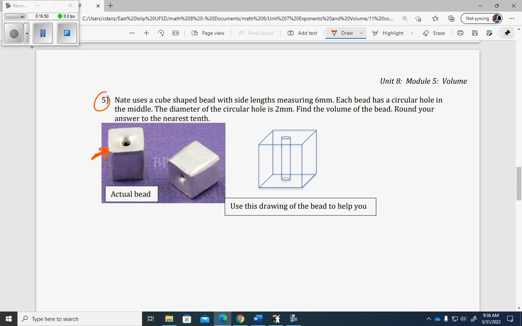So it's finding the volume of this rectangular prism and then subtracting away the volume of the cylinder, right? I'm subtracting it because it's a hole in that bead. So when you make a hole in the ground, even, you take away dirt. So when I make a hole in any three-dimensional figure, it is a subtraction problem. So the rectangular prism minus the cylinder.